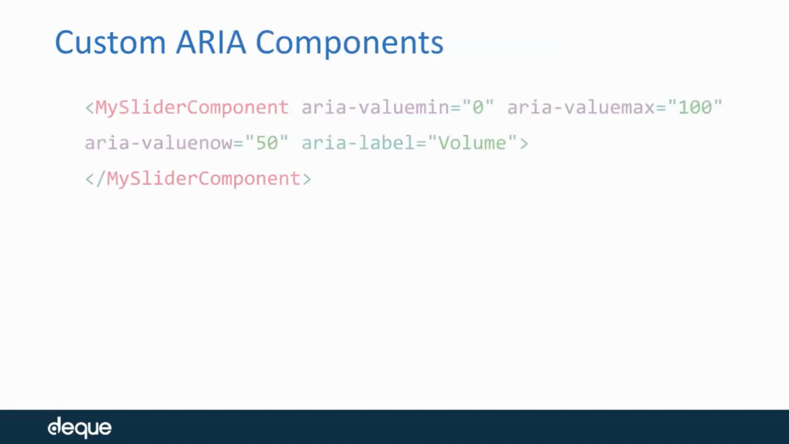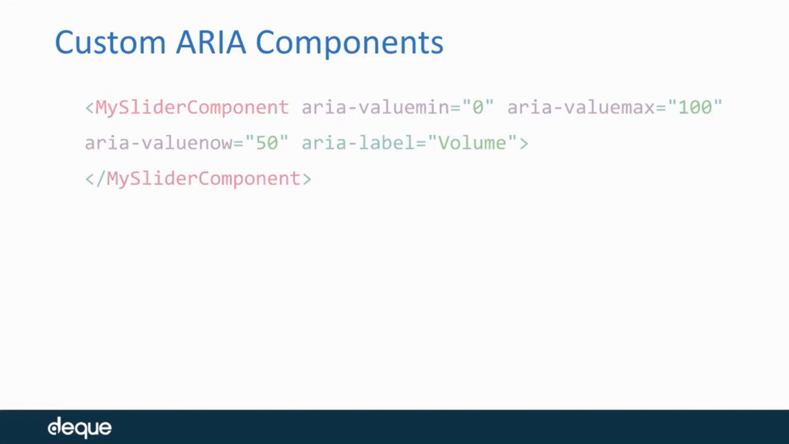So let's look at the slider example. Here we have my slider component, and when we create that, we can provide four different values: aria-valuemin, which is the minimum value of the slider, aria-valuemax, and the current value, aria-valuenow. And then we're also providing an accessible name using aria-label equals volume. So this is a good example where you might not support all of the ARIA attributes.